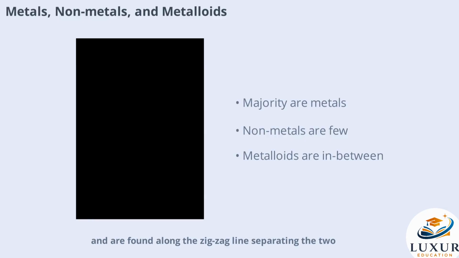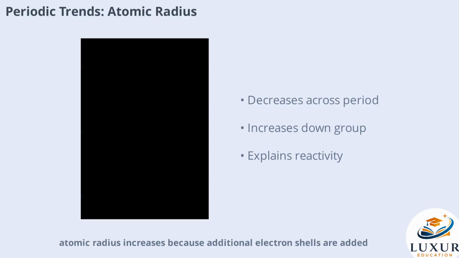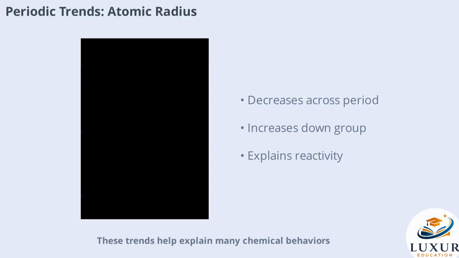separating the two. One of the most noticeable periodic trends is the change in atomic radius. As you move across a period from left to right, atomic radius decreases due to increasing nuclear charge pulling electrons closer. Down a group, atomic radius increases because additional electron shells are added, placing outer electrons further from the nucleus. These trends help explain many chemical behaviors.